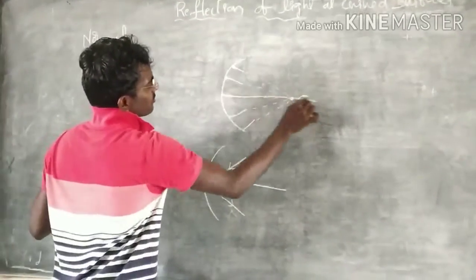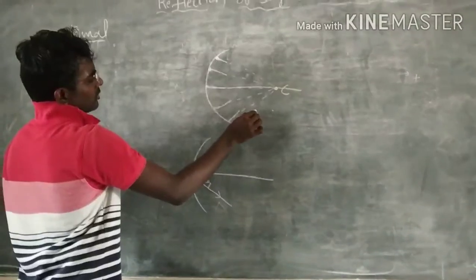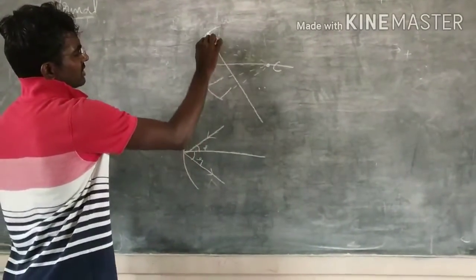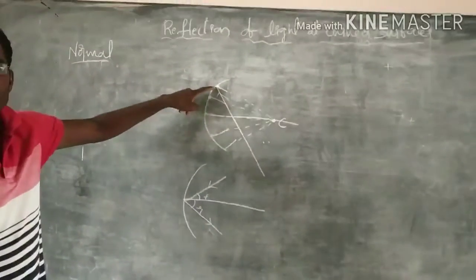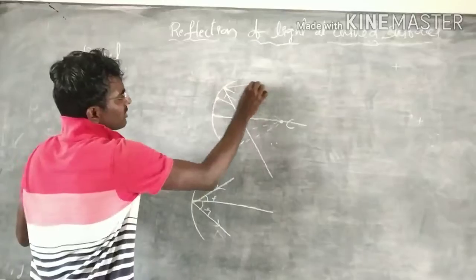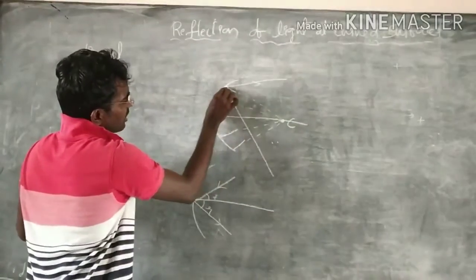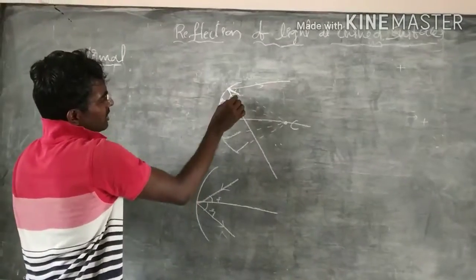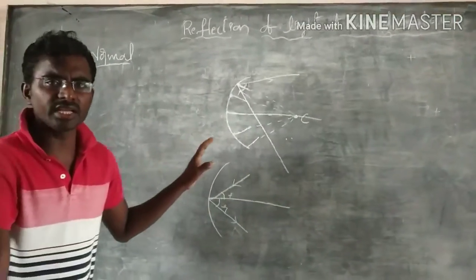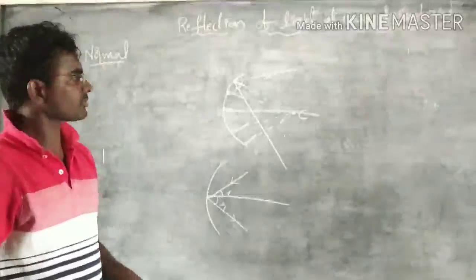In case light strikes at this point, then it makes an angle of incidence with this normal. This is the angle of incidence, this is the angle of reflection. So like this we have to take the incident and reflected angles.